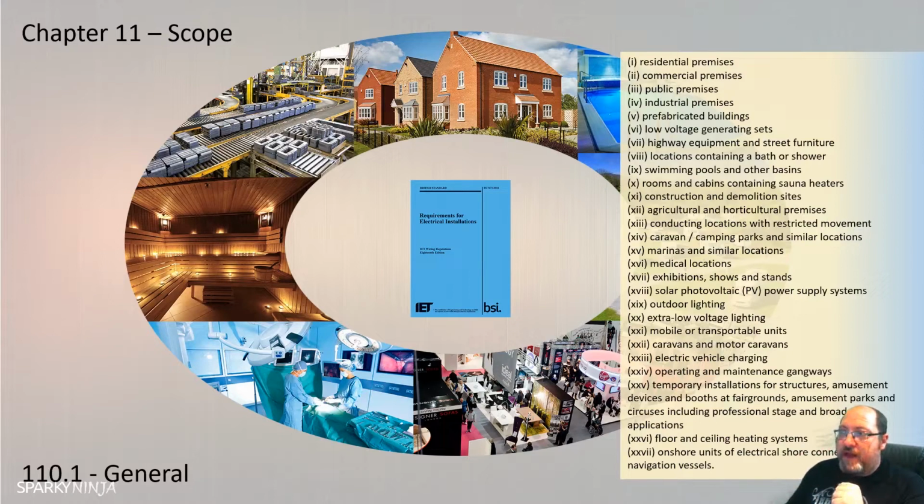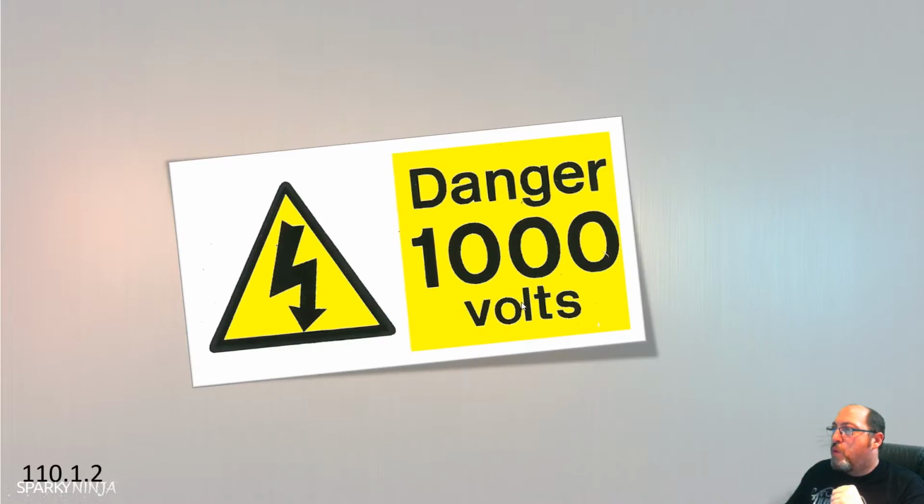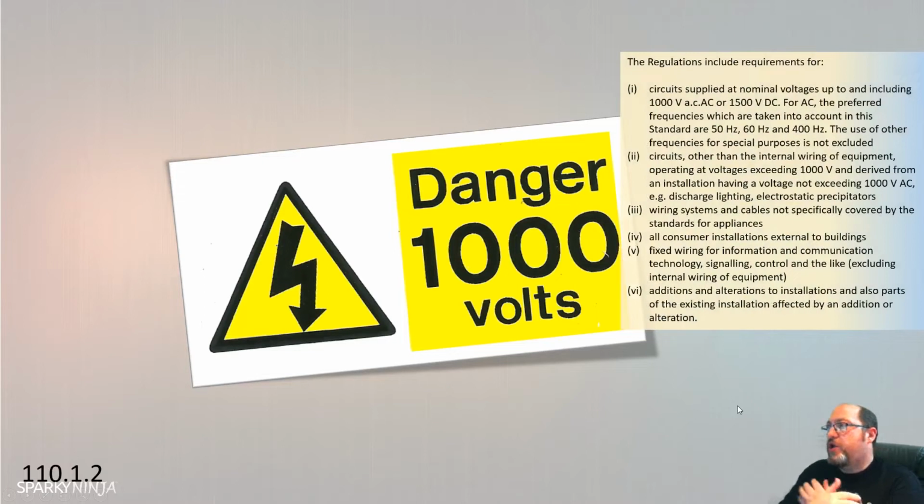Yeah. Now, it also then has 110.1.2. This says the regulations include requirements for. So instead of types of system, this is types of circuits. So it's not types of system, types of environment. This is types of circuit itself. So it applies to circuits up to 1000 volts AC or 1500 volts DC.